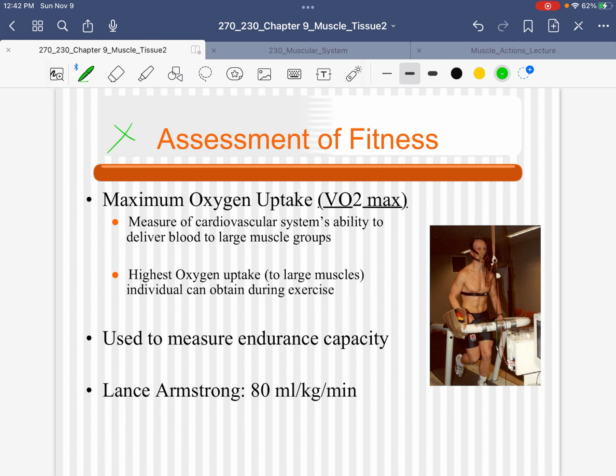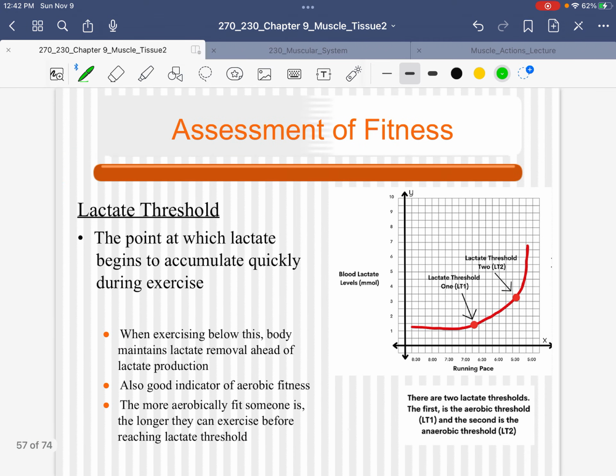There are ways to assess muscular fitness and aerobic fitness, max VO2. This is more of an aerobic cardiovascular fitness. I'm not going to ask you this either, but if you're interested, we could measure a lactate threshold. And this is the point at which lactate begins to accumulate quickly and accumulate faster than we can get rid of it.